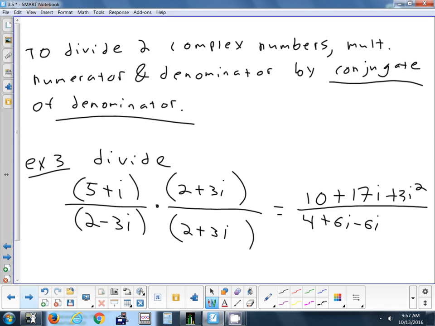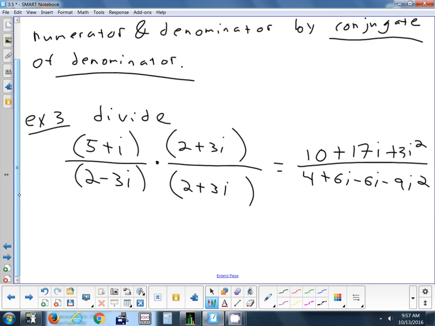The outer and the inner terms always cancel each other out. They're opposites. Okay, and then the last part, a negative 3i times a positive 3i. Negative 9i squared. Okay, so that's a good start, but there's a lot of things we need to clean up here. So the first thing I'm just going to do is cross out the i's.